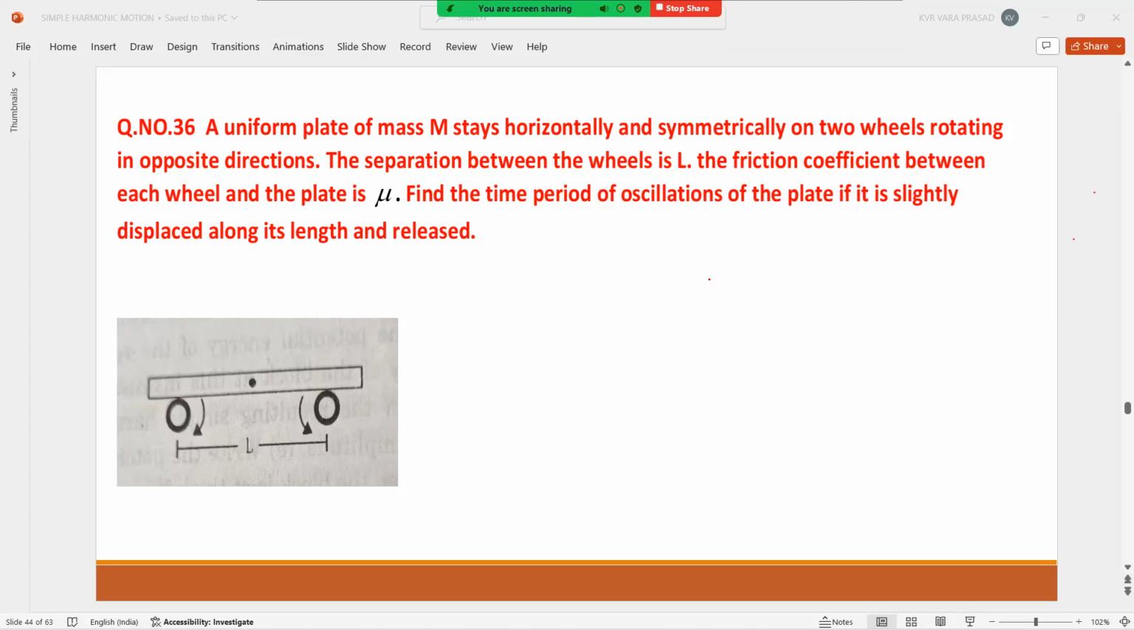Hi students, in this lecture we are going to solve problems on SHM. See question number 36.